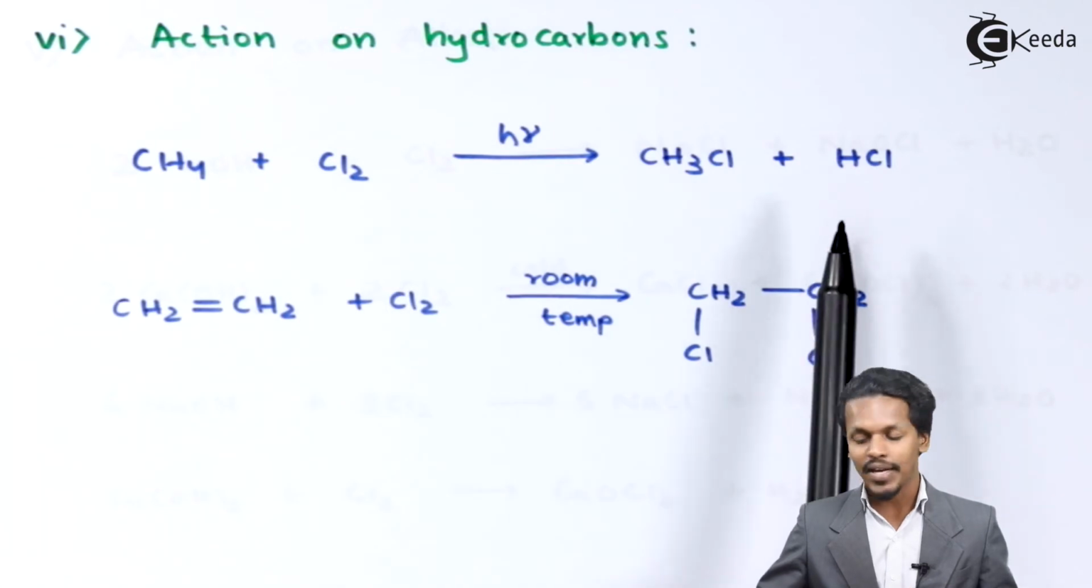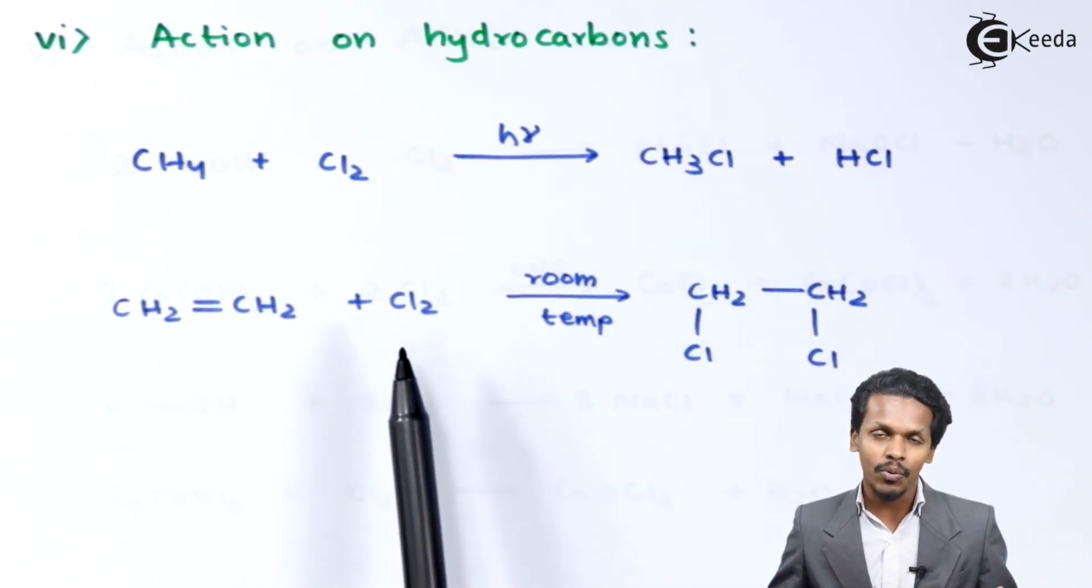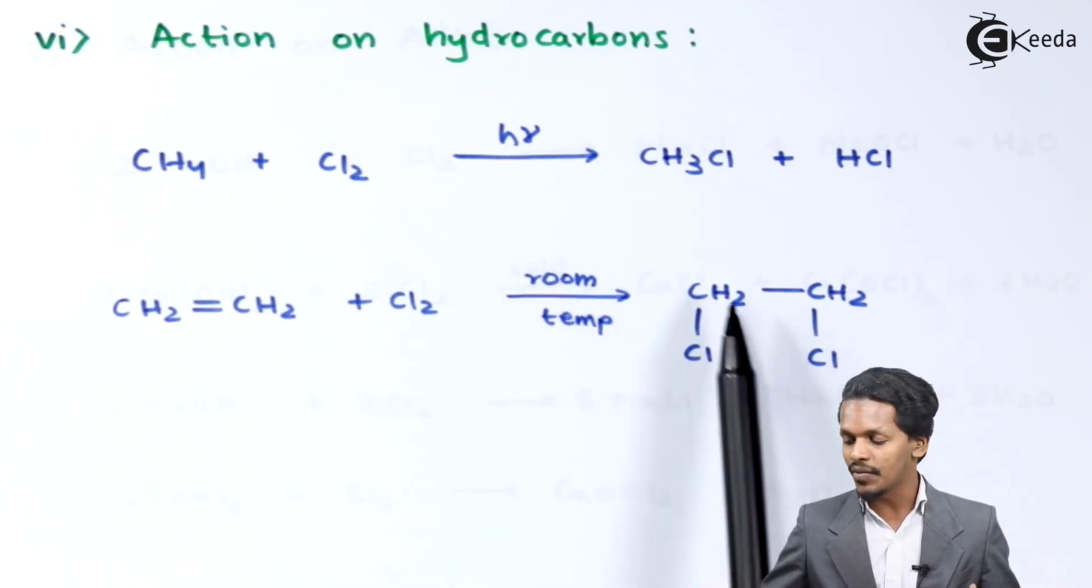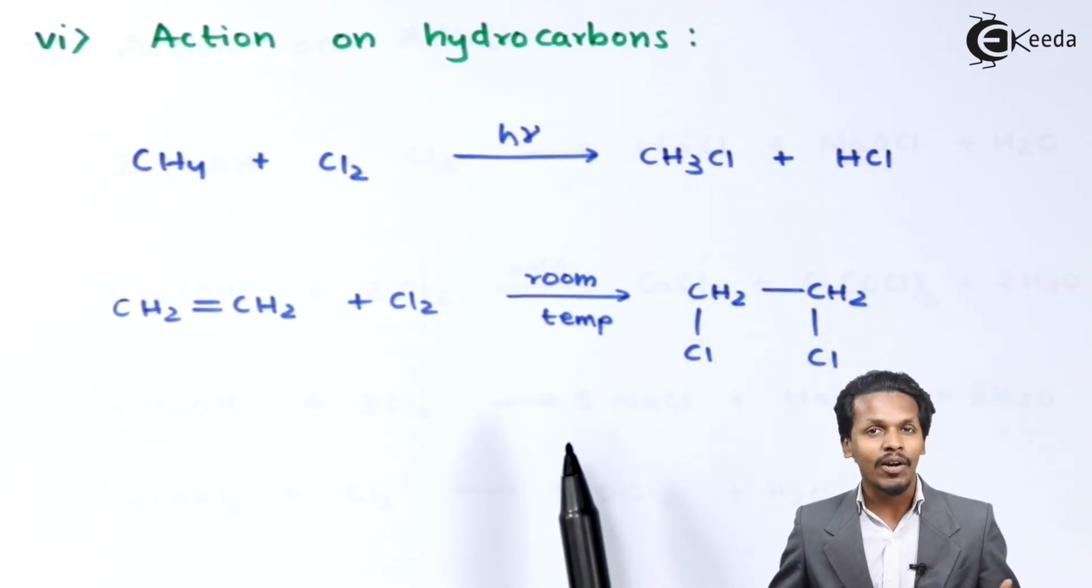So this was the first reaction, and now let me talk about the next one, that is, whenever ethene is treated with chlorine. In that case an addition reaction takes place, and at room temperature we get CH2Cl-CH2Cl, which is nothing but 1,2-dichloroethane.